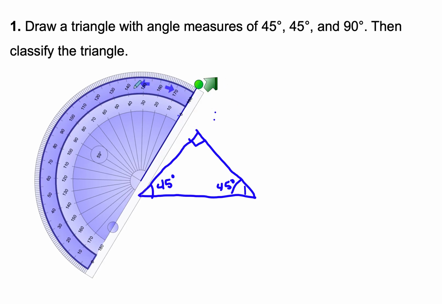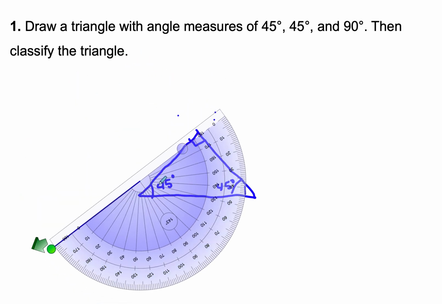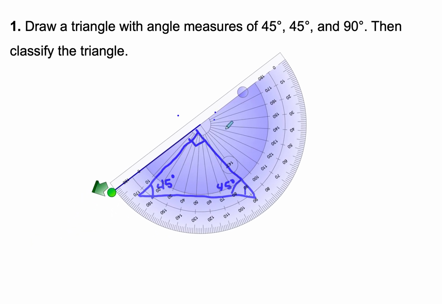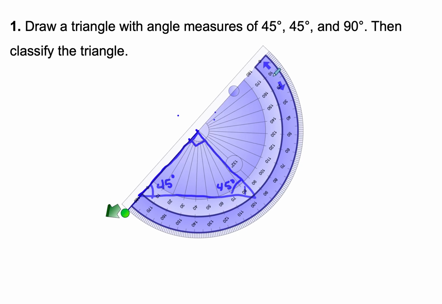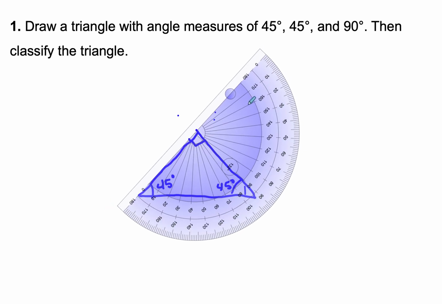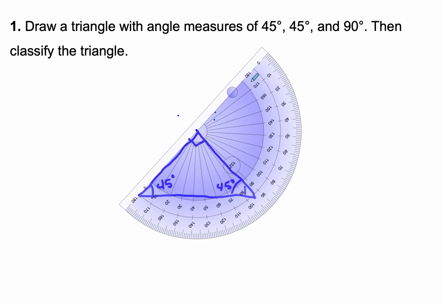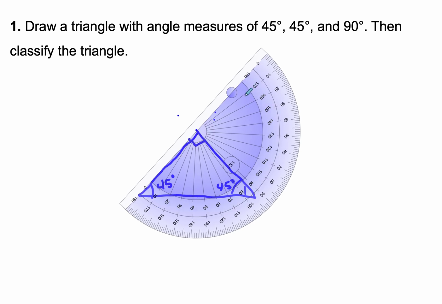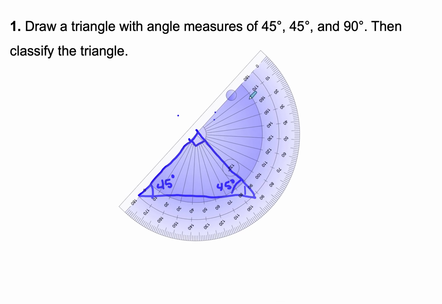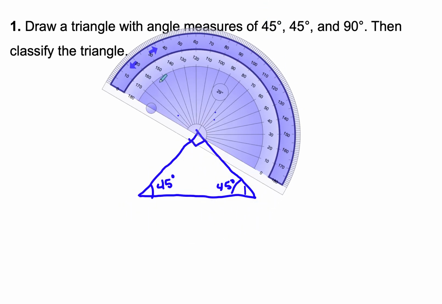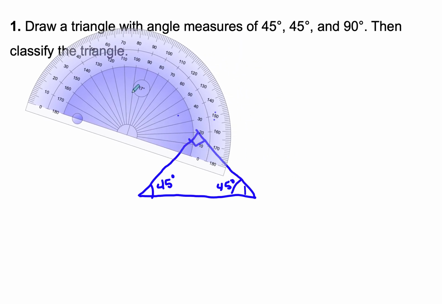All right, now let's check that last angle. Hopefully it's a little bit closer to 90. Okay, and it looks like, yep, I'm pretty darn close to 90. It's not perfect. That's because I can't draw perfectly straight lines with this tool. Okay, so here's my triangle.